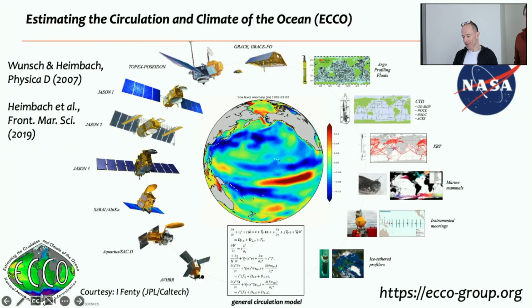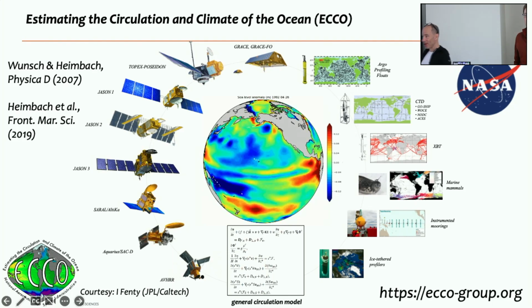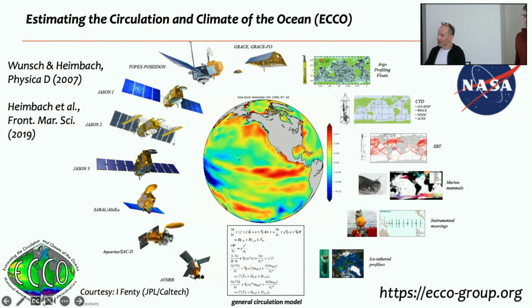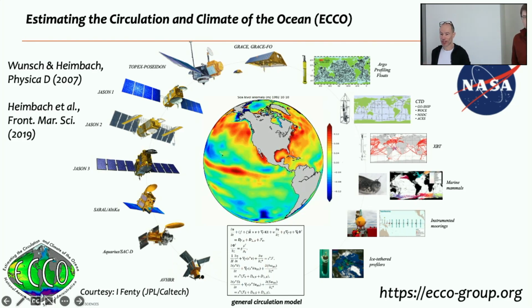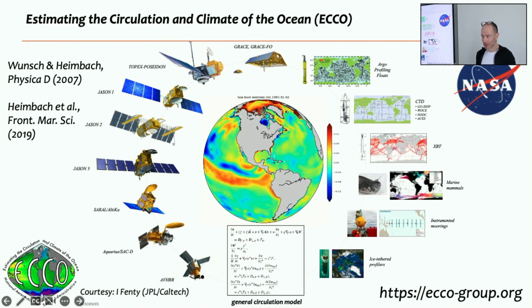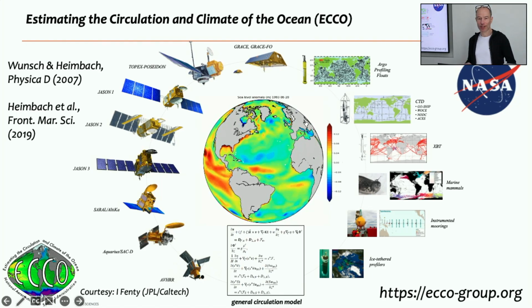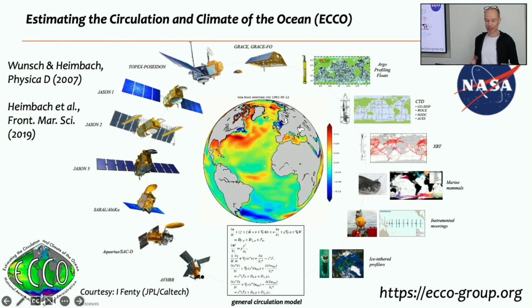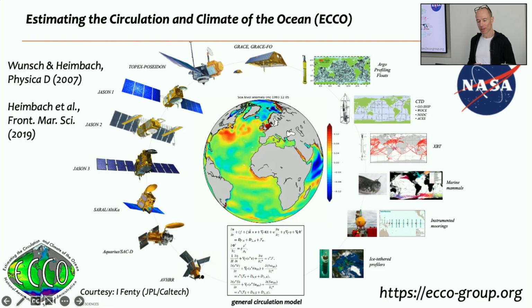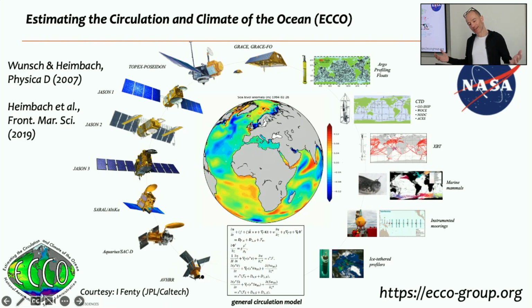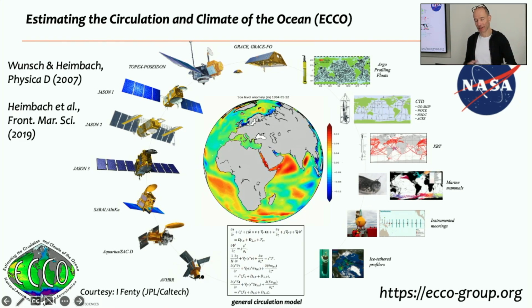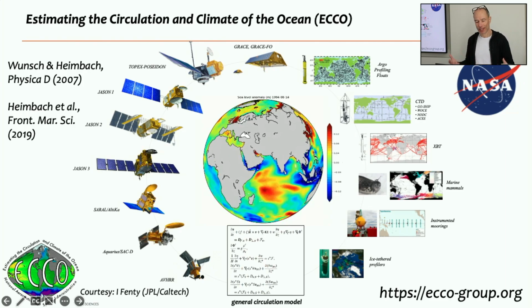So DJ4Earth stands for Differentiable Programming Earth System Modeling. Just a little background, we've been doing differentiable programming, or more strictly automatic differentiation, for two decades now as part of a NASA-funded effort called Estimating the Circulation and Climate of the Ocean, or ECCO. And in this, we basically do state and parameter estimation, or data assimilation.